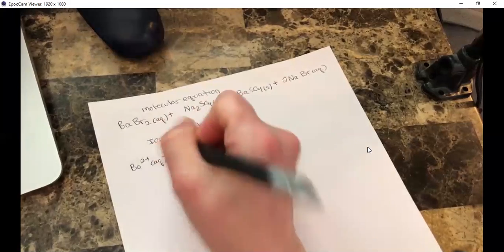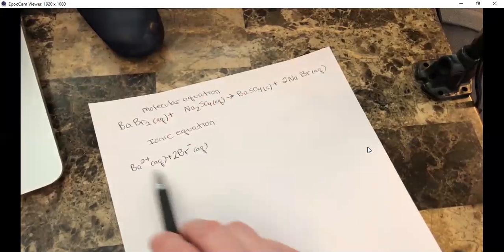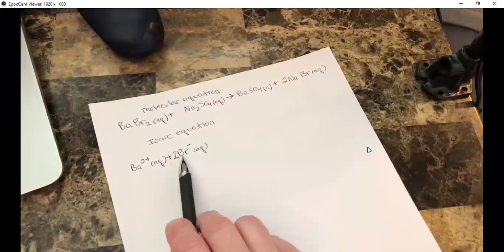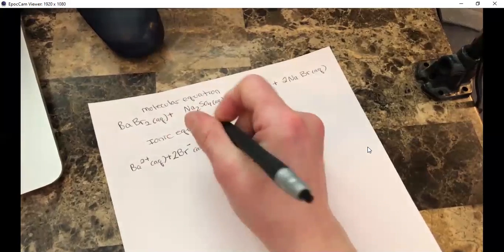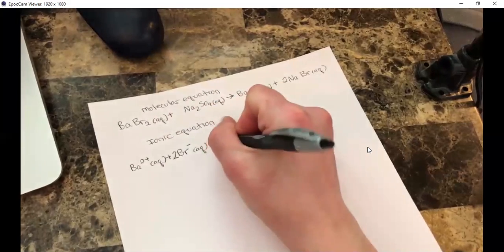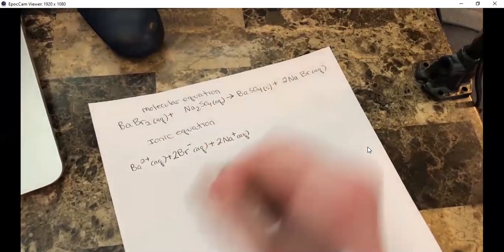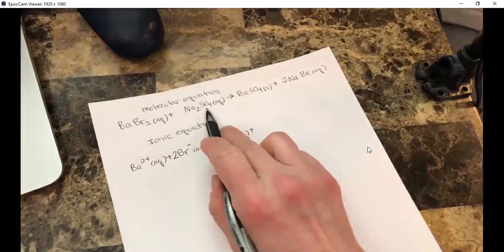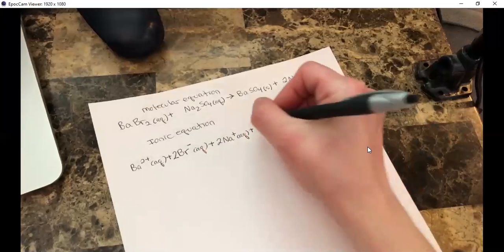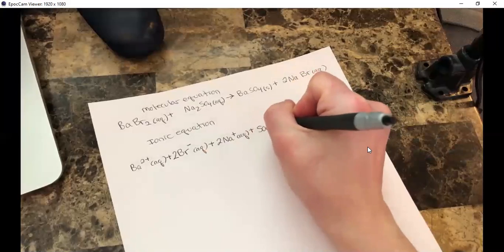And I forgot, I have to put the 2 in there too. There's 2 bromines, okay? So that could be maybe where some of the confusion is. Take your subscripts and add them in, and if there's coefficients, you have to include them. So there's our barium bromide broken apart. Plus, we've got sodium that has a plus charge. There's 2 of them. And that's also aqueous. Plus, sulfate has a 2- charge. That's aqueous.